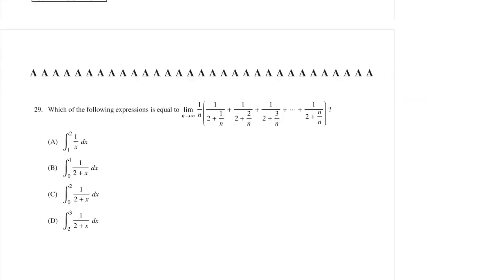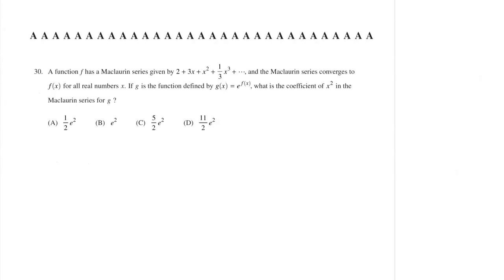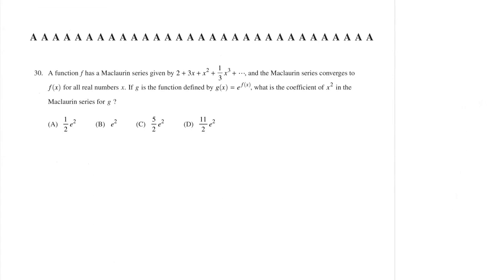All right, and last one. And then we can check answers and see how we did. Maybe we'll have enough time. So f has a Maclaurin series, and the Maclaurin series converges to a function. So f of x is equal to 2 plus 3x plus x squared plus 1/3 x cubed plus and so on. G is e to the f of x. What is the coefficient of x squared in the Maclaurin series for g?